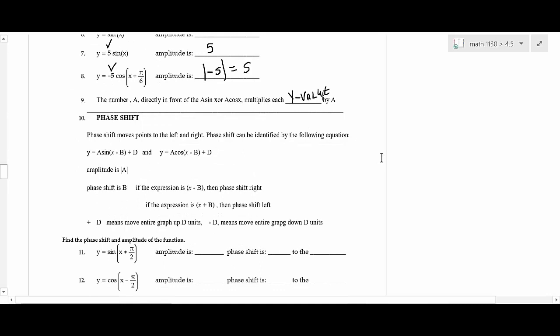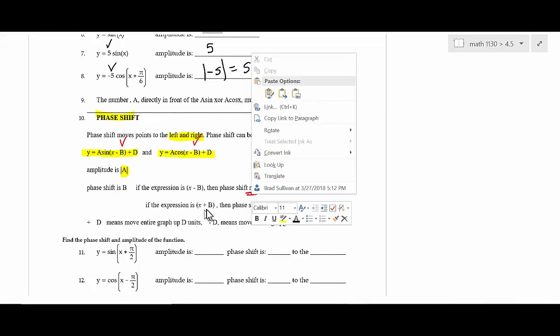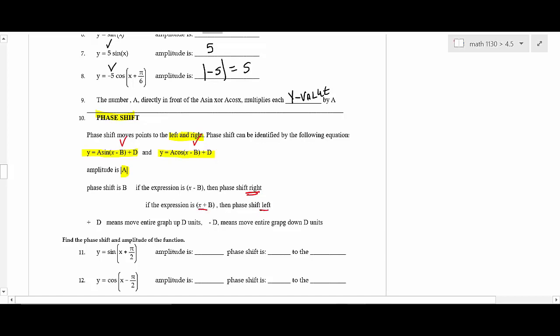Okay, so the next thing we'll talk about is what we call a phase shift. A phase shift is just a transformation that moves things left or right. We're going to look at the function now like this with a sine and cosine. So the amplitude is still a, like we talked about, but the phase shift is going to be this number b. It works the same way we learned about transformations. If this is x minus b, that takes you to the right. And if it's x plus b, that's going to take you to the left.